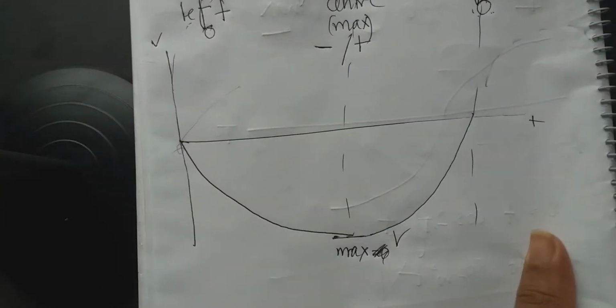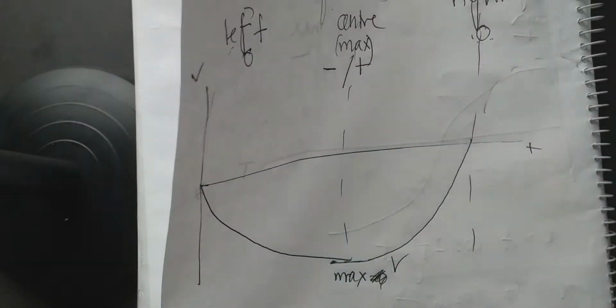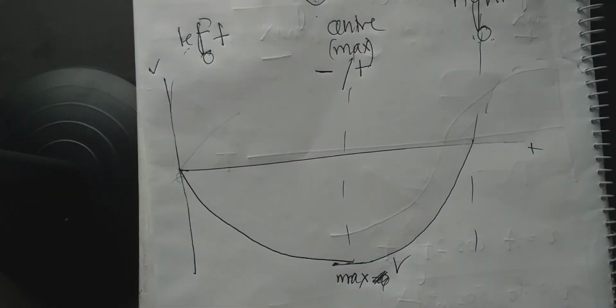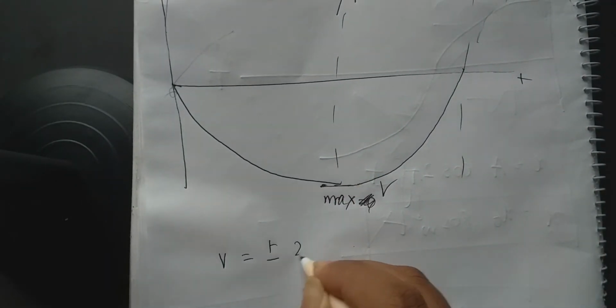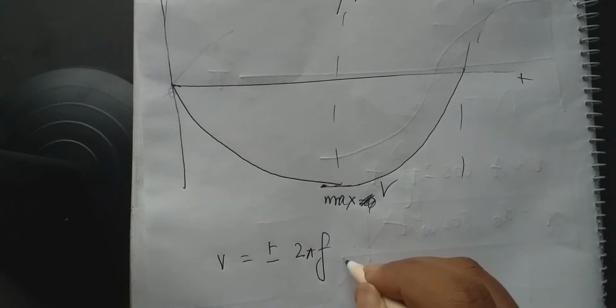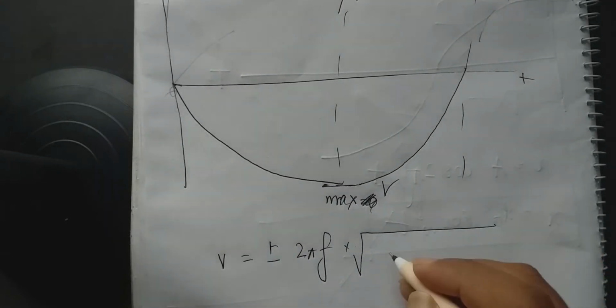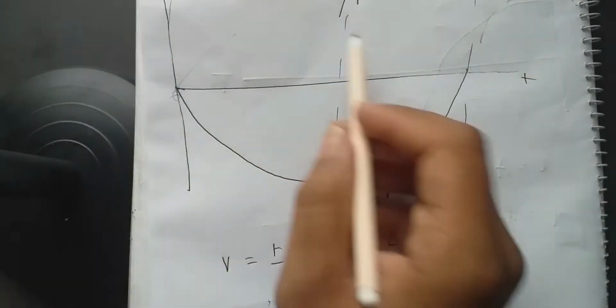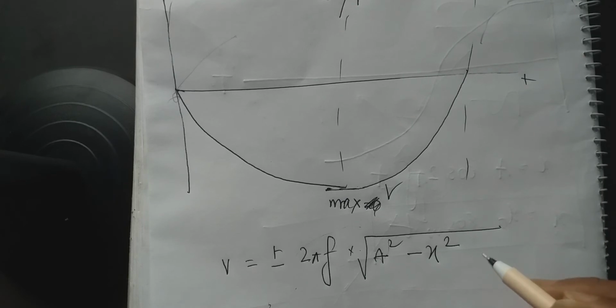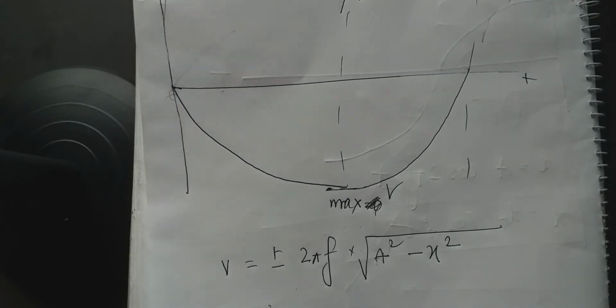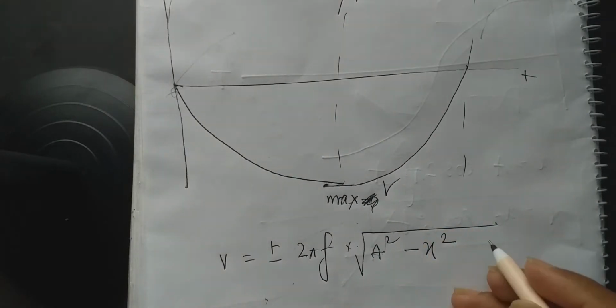So what we see here is that the equation that you really need to know, but you don't need the derivation, is v equals, as we said earlier, plus or minus, it depends, plus or minus 2 pi f times the square root of the amplitude squared minus the displacement squared. The syllabus doesn't require the derivation, but if you want, I will make another video for the derivations only.